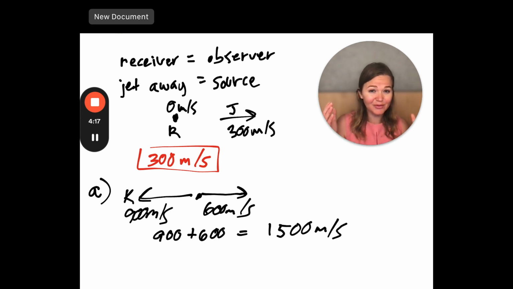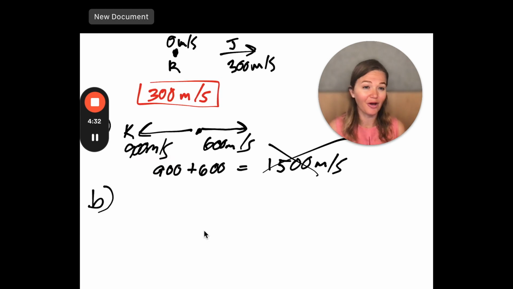Okay, so that doesn't add up to our 300 meters per second, right? So we know it's not going to be answer choice A. Okay, what about answer choice B?